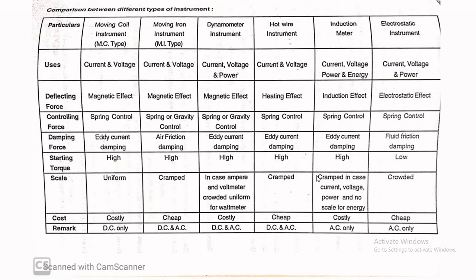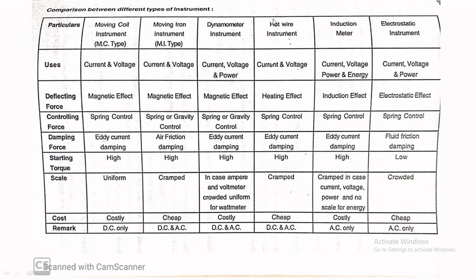This is a very important comparison. From these, definitely at least 2 to 3 questions will come. Here I can discuss each and every partition of these instruments. Here you can see moving coil, moving iron instruments, dynamometer type instruments, hot wire instruments, induction type instruments and electrostatic instruments. In the starting of this topic only I discussed the classification of instruments.